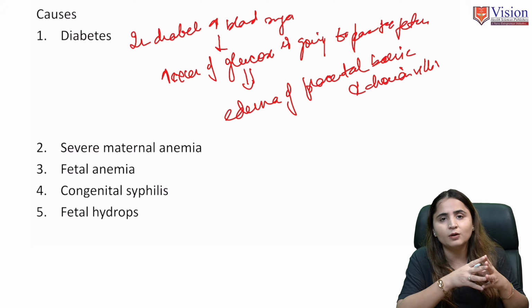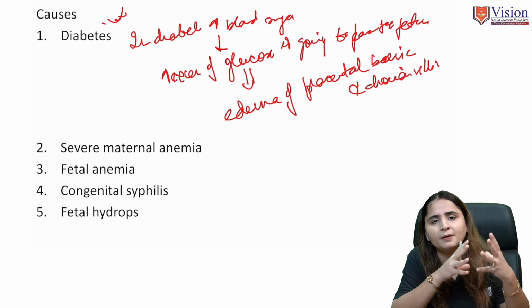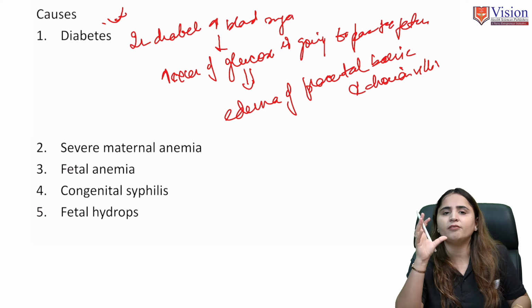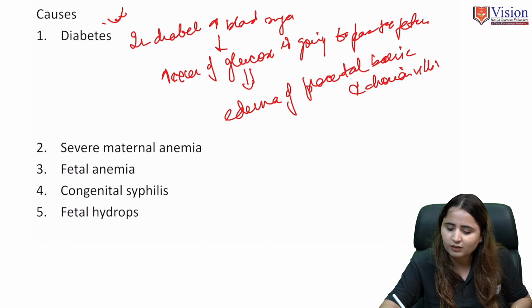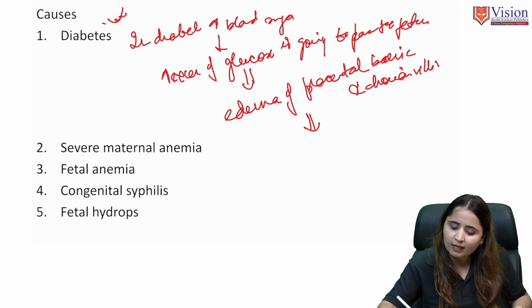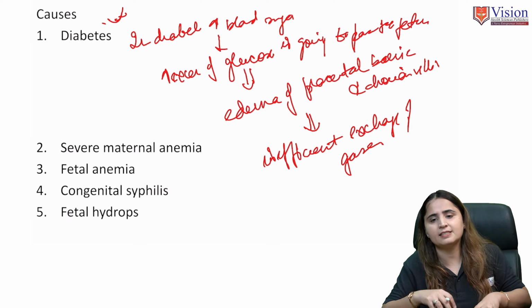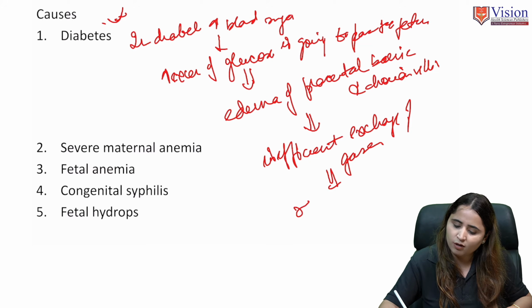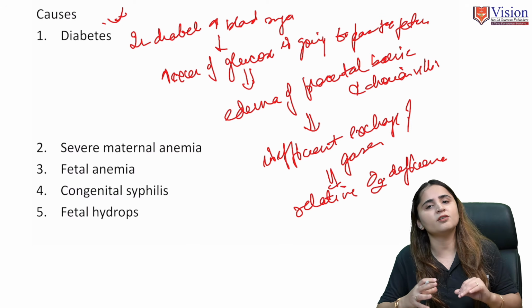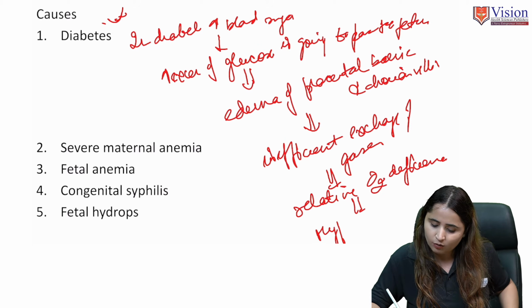You will remember the placental barrier, where oxygenation and exchange of gases happen, at the placental barrier and chorionic villi. So it will lead to edema of this placental barrier and chorionic villi. Edema will lead to inefficient exchange of gases. So gaseous exchange will be affected in this condition, and it will lead to a state of relative oxygen deficiency, which will lead to hypoxia.